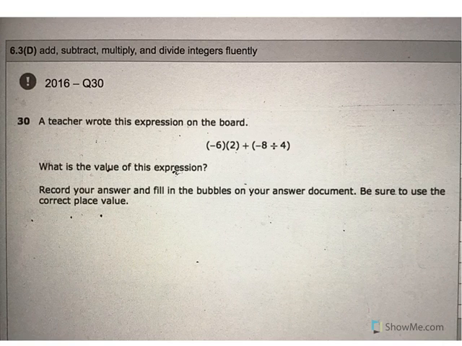Awesome. All right, let's go to our next question. The teacher wrote this expression on the board, and they want us to solve it. So notice we have multiplication: negative 6, parentheses, and then a 2 in parentheses. Two numbers next to one another means to multiply. And then we have an addition plus, parentheses, negative 8 divided by 4. Now, obviously, you would multiply first, then divide.